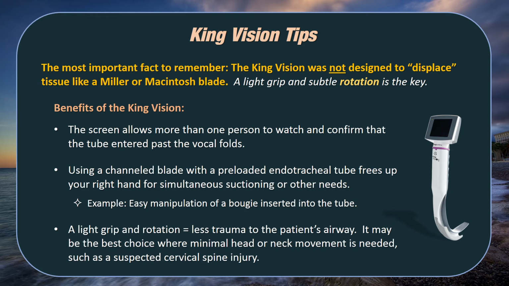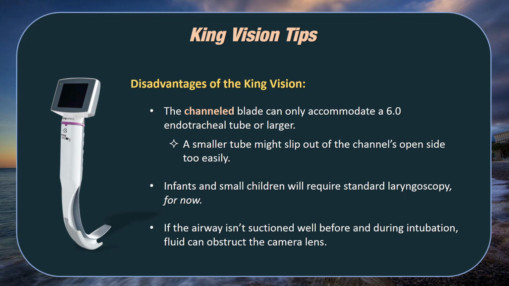We want to once again have a light grip with that. We want to prevent that death grip, that hard grip. We want to be able to slide that in very quickly, very easy. It shouldn't take a lot of force and pressure to get that to go in. Some of the other benefits is if they have minimal head or neck movement, whether it be from trauma or kyphosis or a suspected cervical injury, this gives us a means to use something without a lot of displacement at that point. Just like anything else we have, the King Vision does have disadvantages.